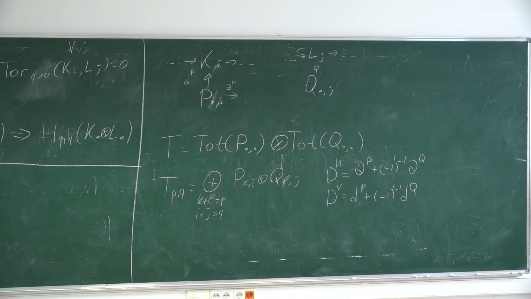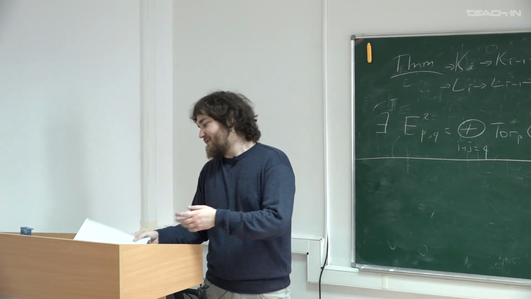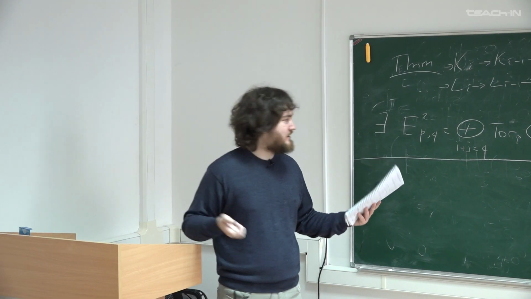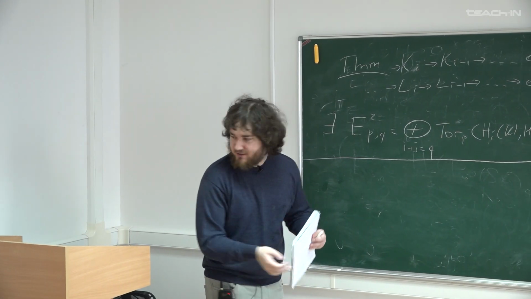Okay, and now again I want to do the same thing as I did for the change of rings spectral sequence. I want to consider two spectral sequences of this double complex. One of these spectral sequences gives me a tractable second page, and another gives me a tractable target. It's a kind of usual trick.